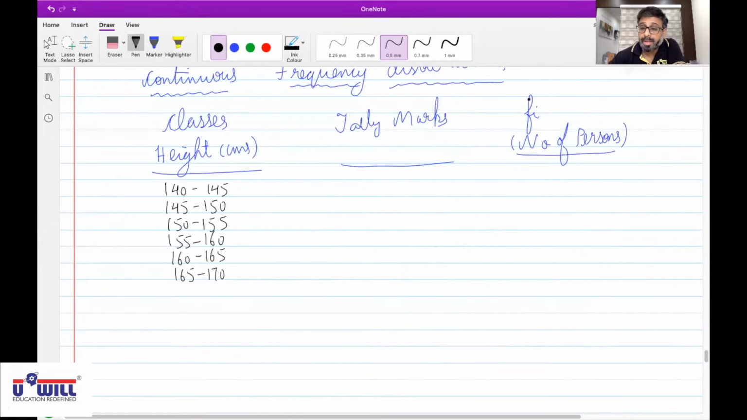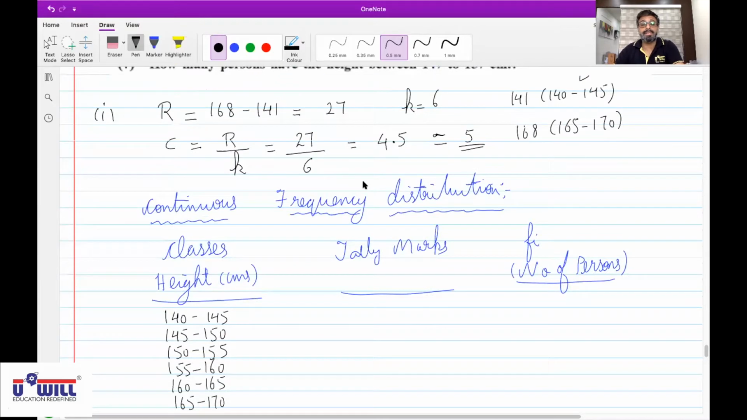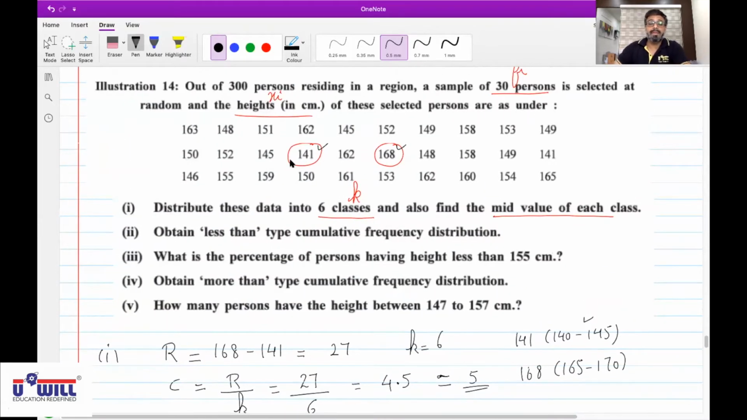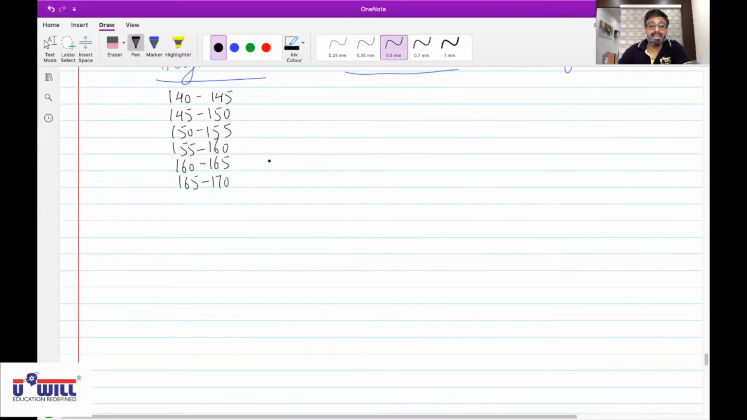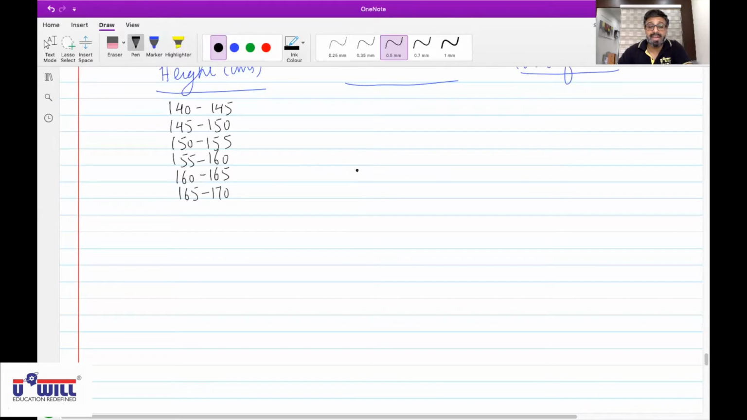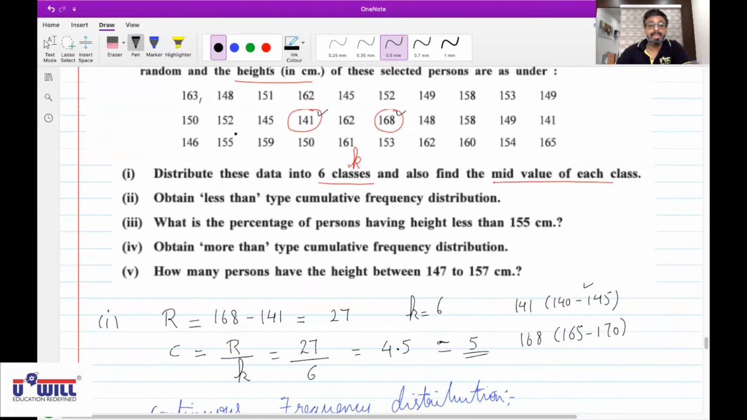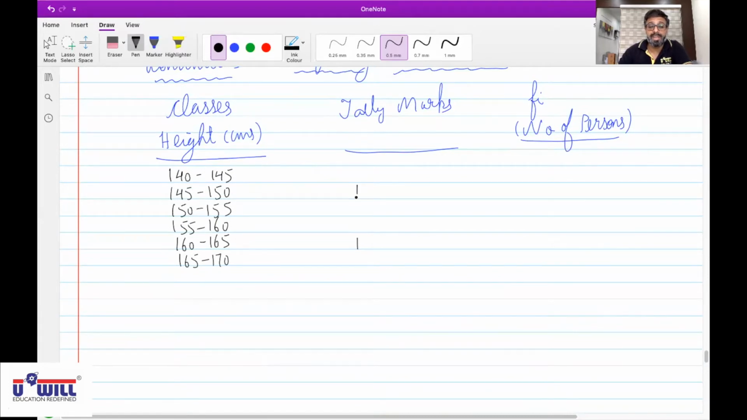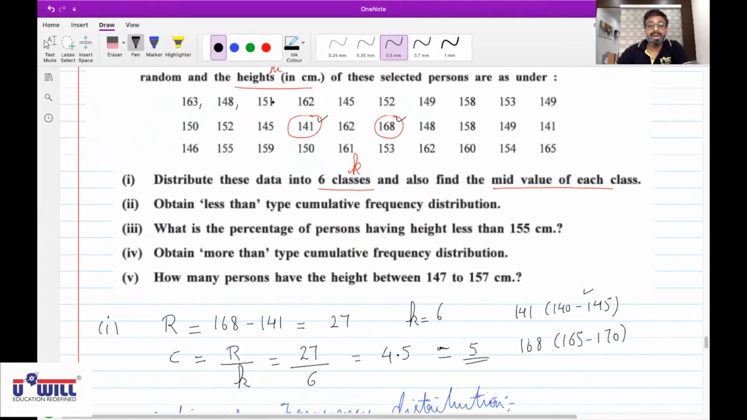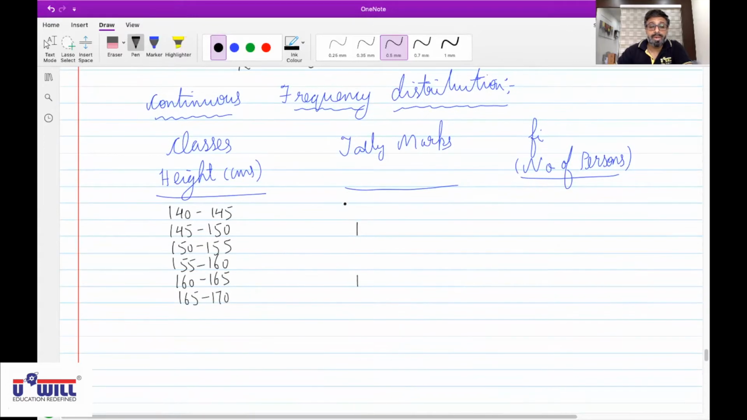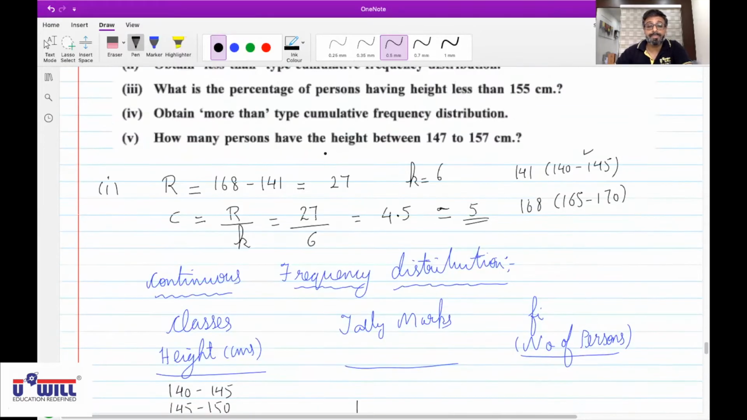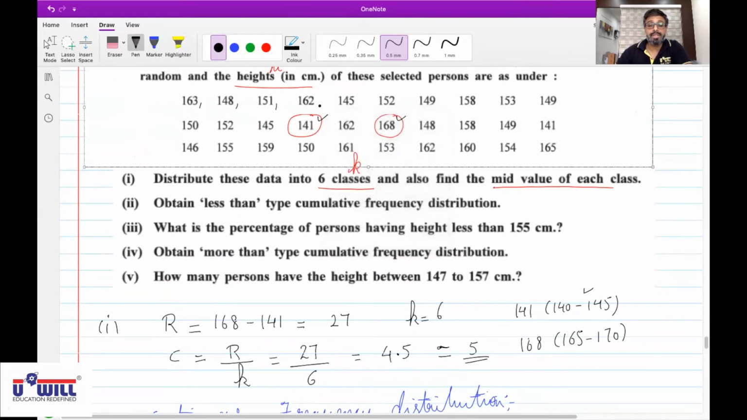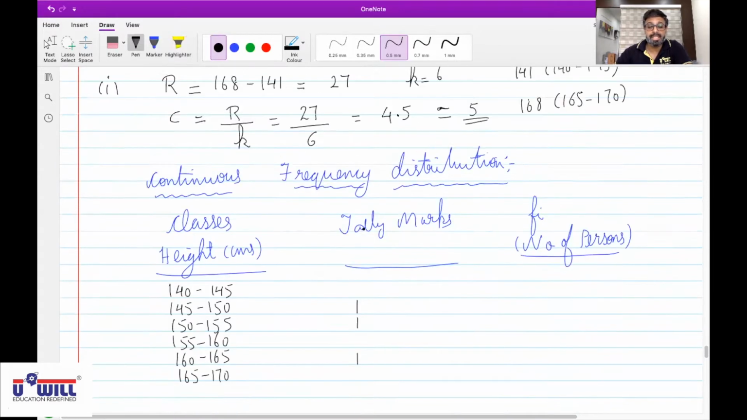Okay. Now be attentive, everyone. Tally marks. Since the observations are big, keep your fingers and read one at a time. So 163. Okay, 163 will fall between 160 to 165. Everyone do the tally marks. 148 will fall between 145 to 150. 151 between 150 to 155. 162 between 160 to 165.